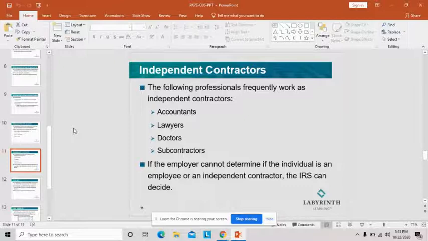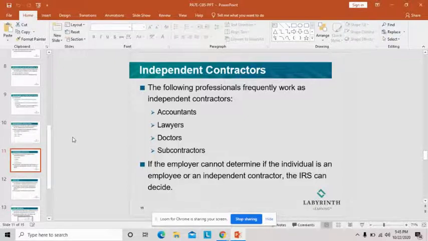Independent contractors. The following professionals frequently work as independent contractors, as I already mentioned: accountants, lawyers, doctors, subcontractors. If the employer cannot determine if the individual is an employee or an independent contractor, the IRS can decide.